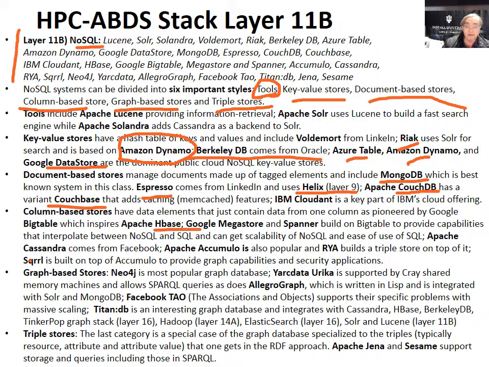And then we have various important variants of it. Rya was a triple store built on Accumulo. Squirrel is built on Accumulo to do security. And here's something pretty interesting. Megastore and Spanner extend the Bigtable idea to provide more robust synchronization or coordination in a distributed fashion, so that you can produce ACID-style SQL systems. And we'll see that in level 11C.